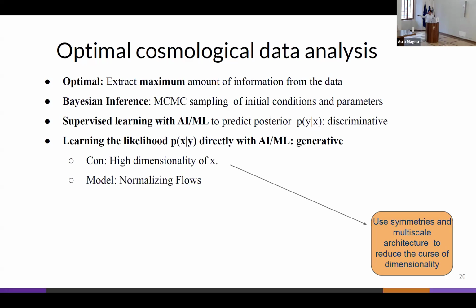Okay, so why do we want to do this? Clearly, there are cons of doing P of x given y, because x is very high dimensional. X is that two-dimensional map that I've shown you before, and so this could easily be a million-dimensional map, for example. But we'll try to make this problem easier by using symmetries and by using a multi-scale decomposition of the data. And we'll approach this with normalizing flows, which I'll define in the next few slides.